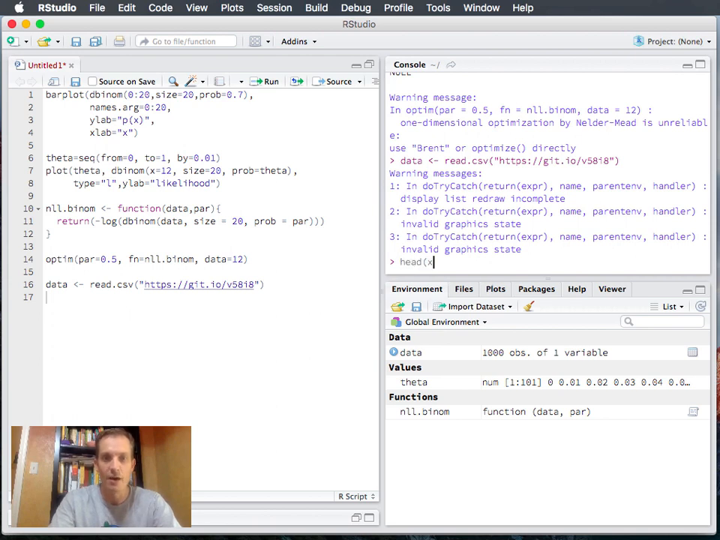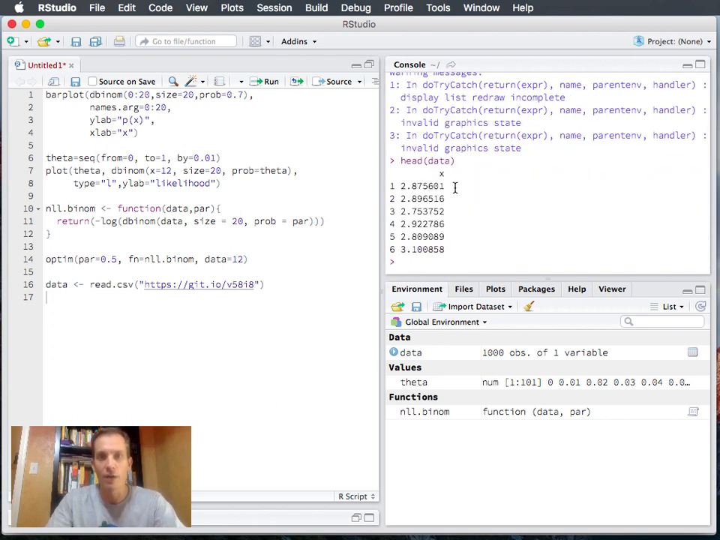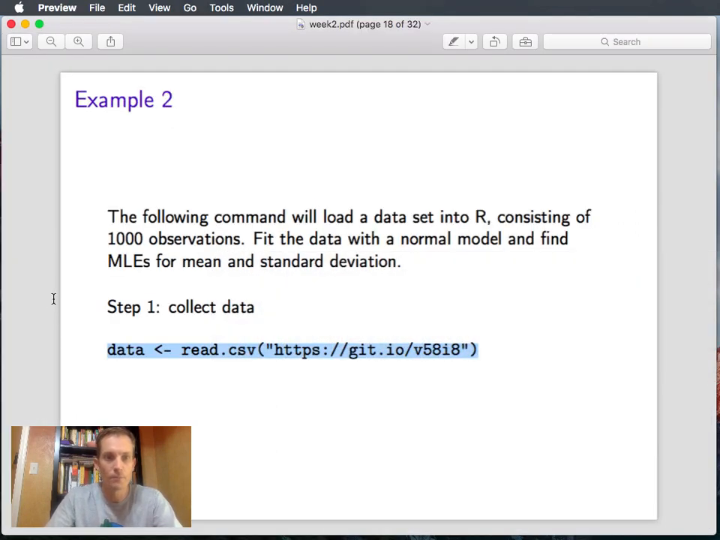I'm going to say head of data. It's going to give me the first few lines of it. And you can see it's just some very, very long decimal numbers, 2.875, etc. But there's 1,000 of those things there. Okay, so that's the normal data. Let's go back to the slides.